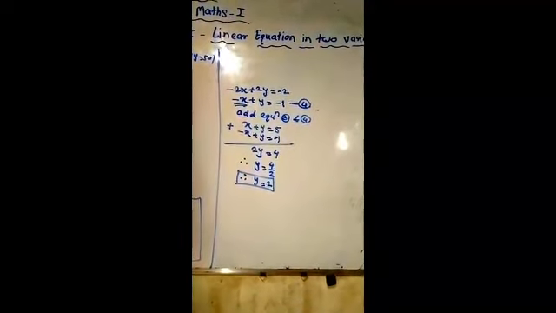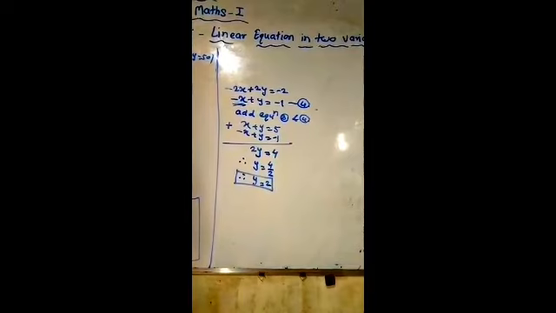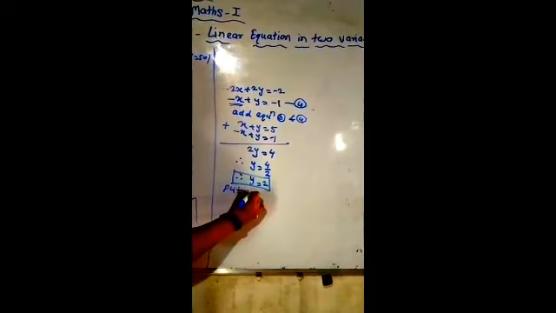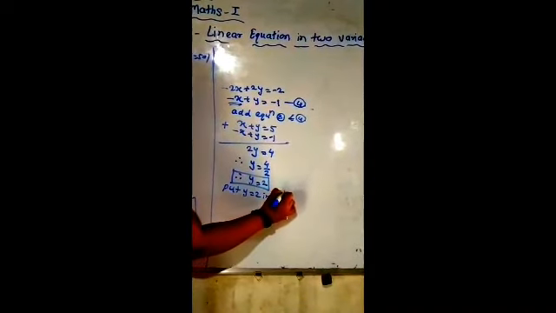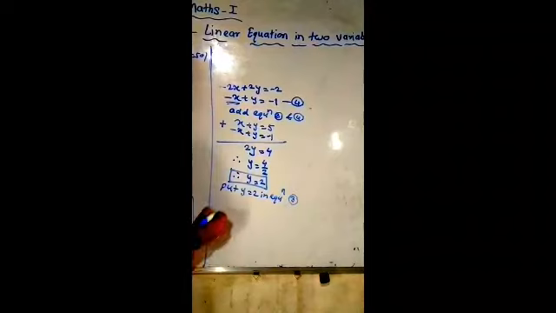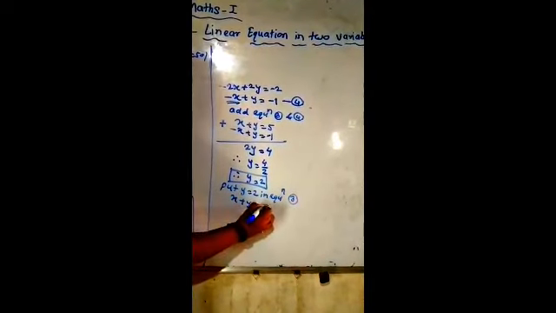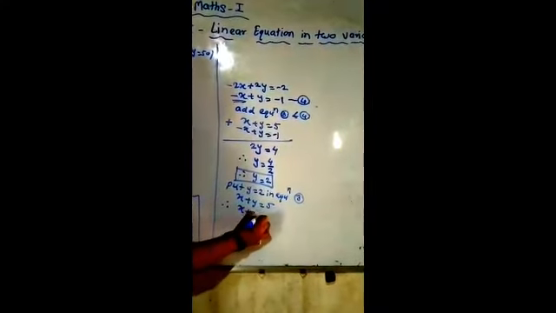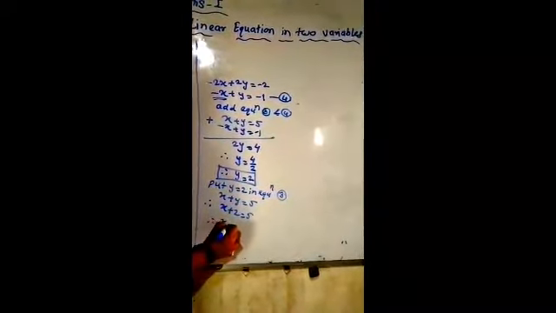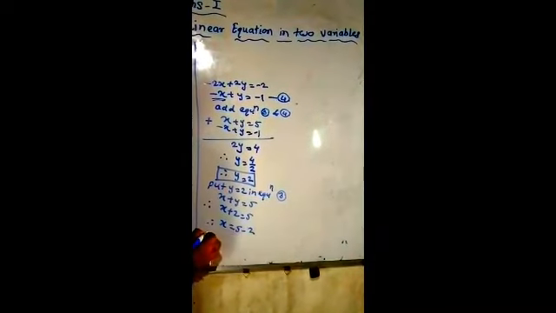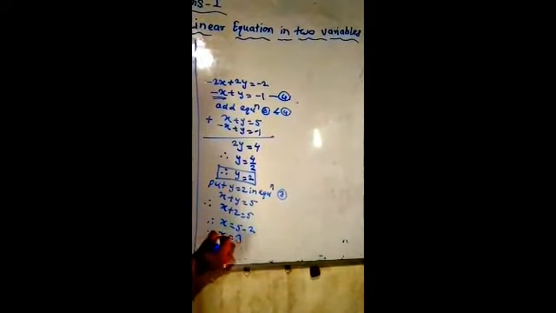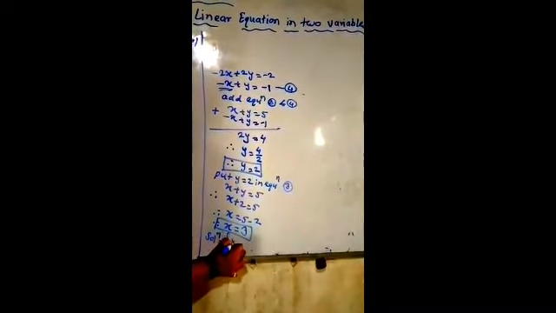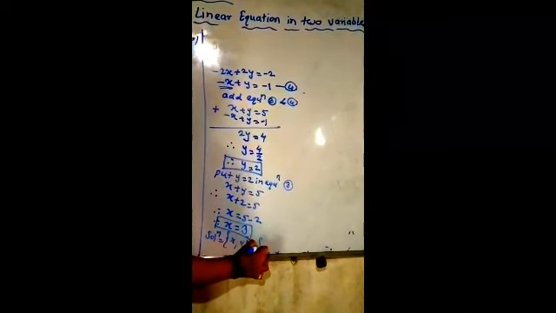Then by putting the value of y in equation number 3, we find out the value of x. Put y is equal to 2 in equation 3: x plus y is equal to 5. Therefore, x plus 2 is equal to 5. Therefore, x is equal to 5 minus 2. Then we get the value of x is equal to 3. Then write down the solution: x, y is equal to 3 and 2.